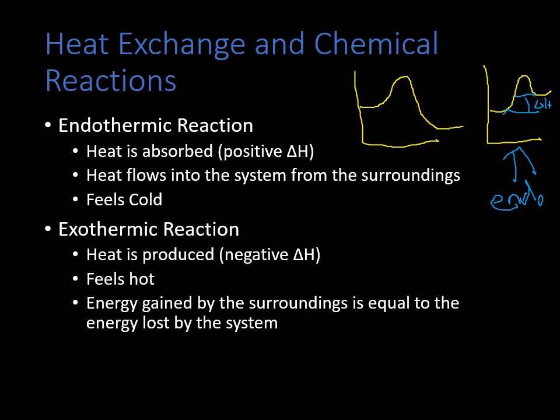An exothermic reaction is this diagram here, where the energy content in the reactants is higher. So we have all of this extra energy that must be released. So we're going to have a negative delta H, that we have extra energy that must leave the system. And that energy is going to be lost in the form of heat. So it will feel hot to us. And again, the energy that's gained by the surroundings is equal to the energy lost by the system.